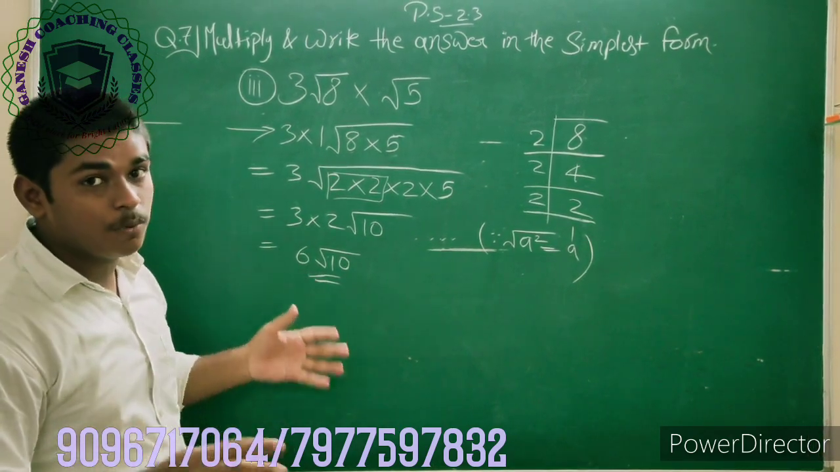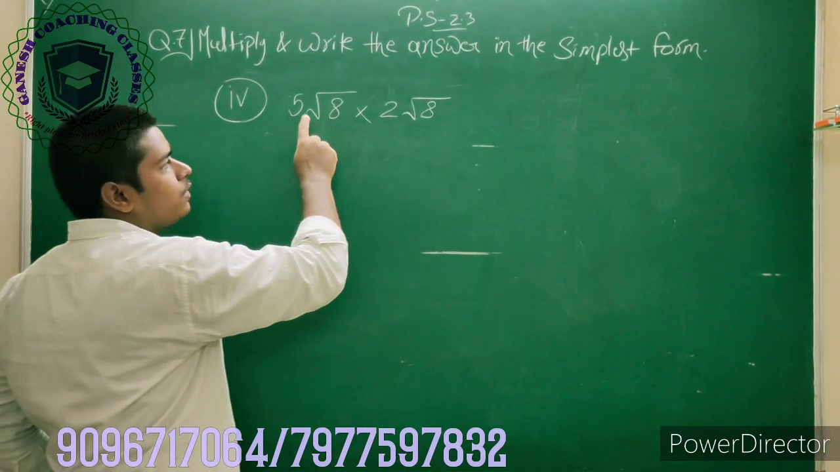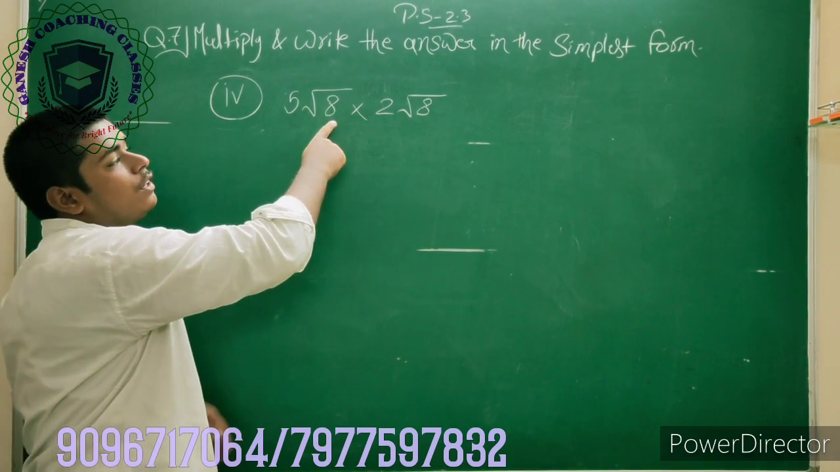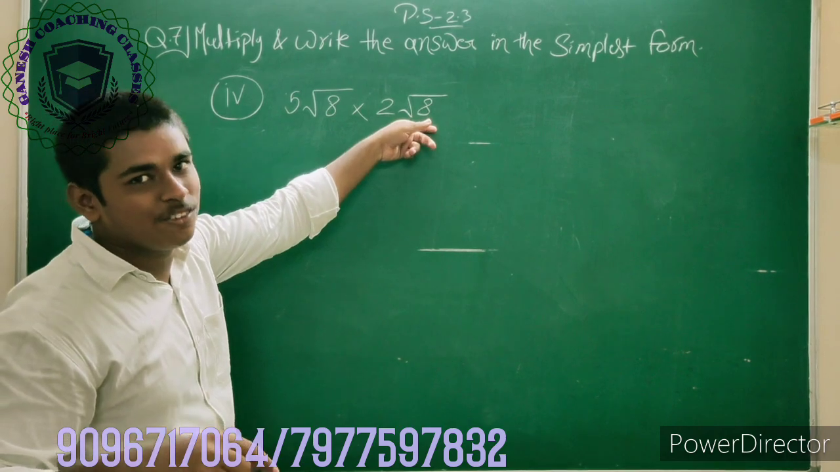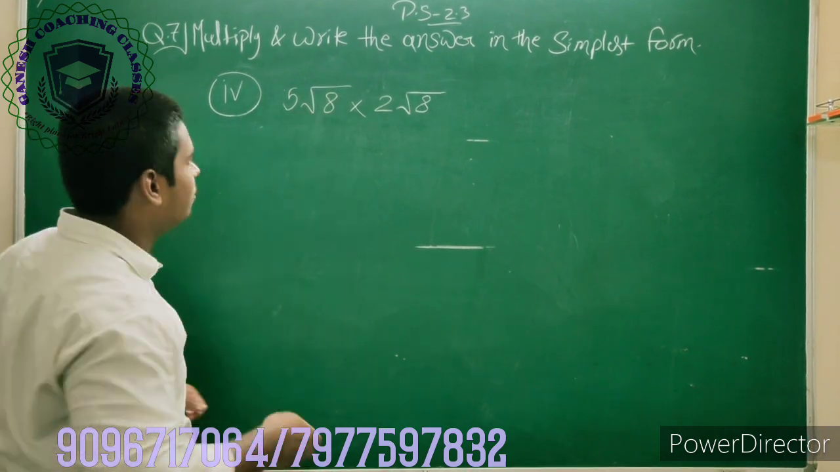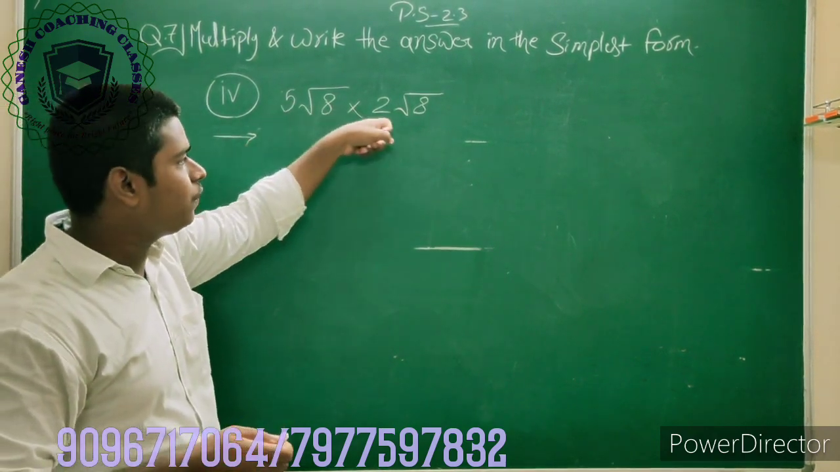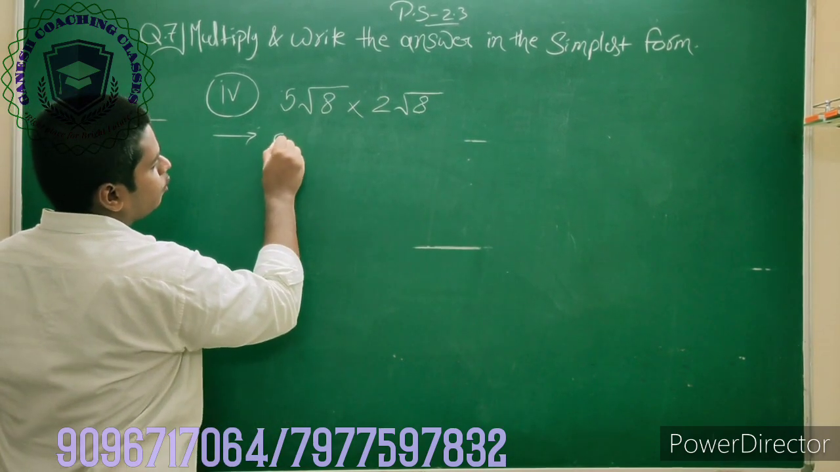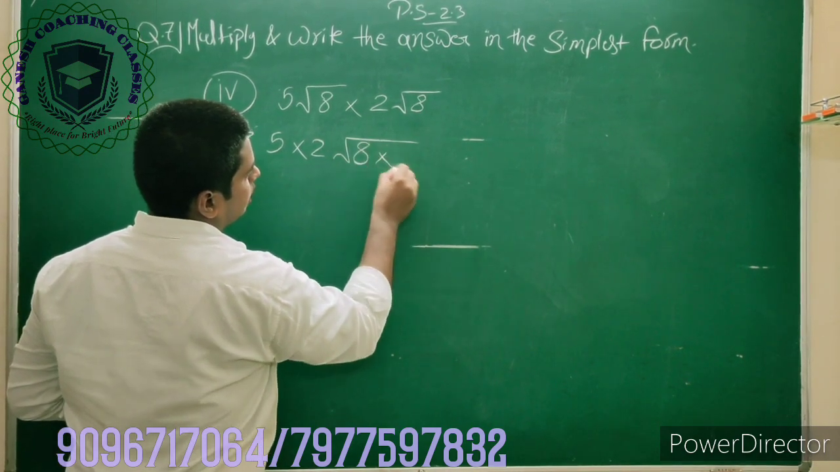Let's start question number 4. In question 4 again we are getting two surds. In the first, 5 is the coefficient and 8 is the radicand. In the second, 2 is the coefficient and 8 is the radicand. As we can see here, both of the surds contain equal radicands. So first of all we have to multiply coefficient with coefficient and radicand with radicand.